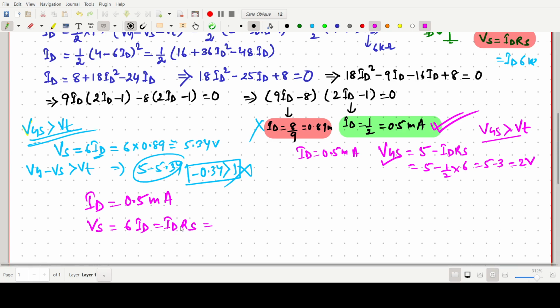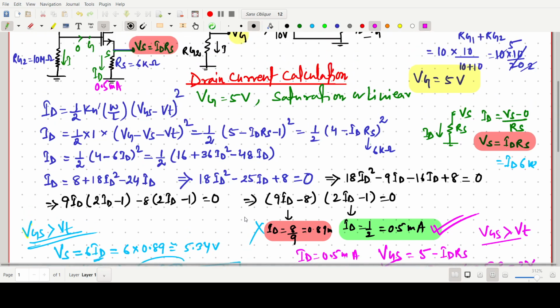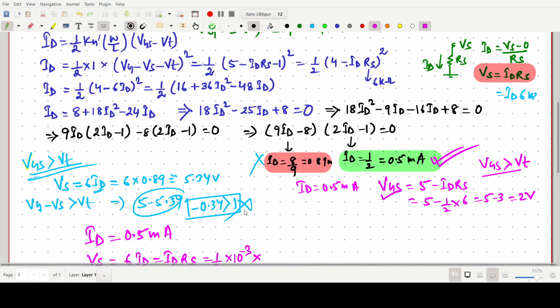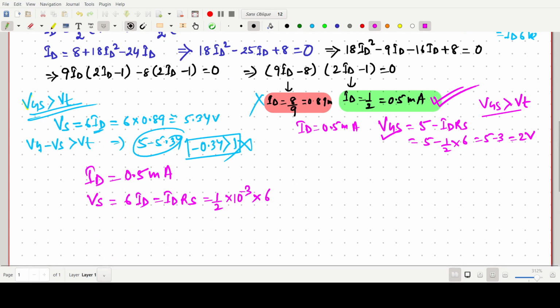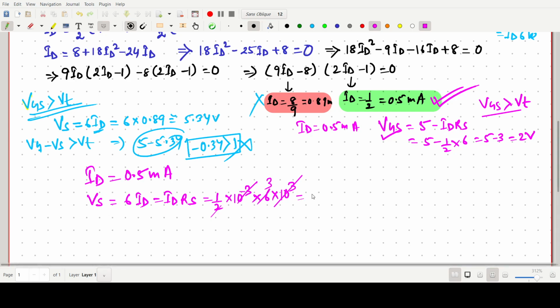So ID is 1 by 2, or 0.5 milli, so 10 to the minus 3, and RS is 6 kilo ohm, so better to write 6 kilo ohm, 10 to the power 3. So this cancels out to 3 volt. So VS is 3 volt. So ID is known to us, VS is known to us.